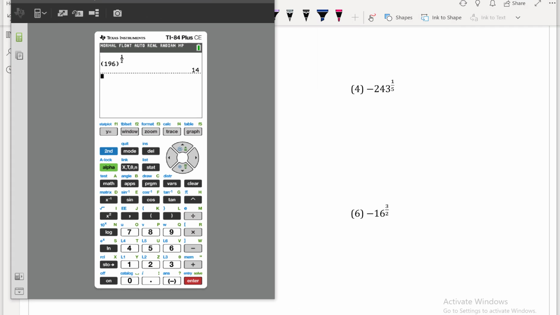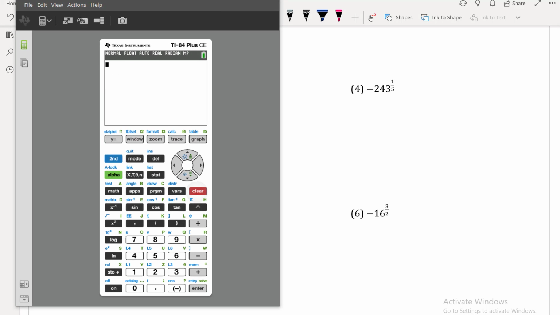So I'm going to go ahead and look at number 4 here. So I have negative 243 to the power of, oops, I did one too many powers, and it's to the 1/5 power. And because it's an odd power, I don't really have to worry about that negative sign.